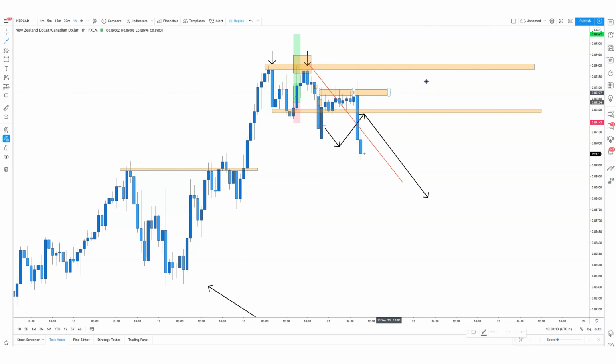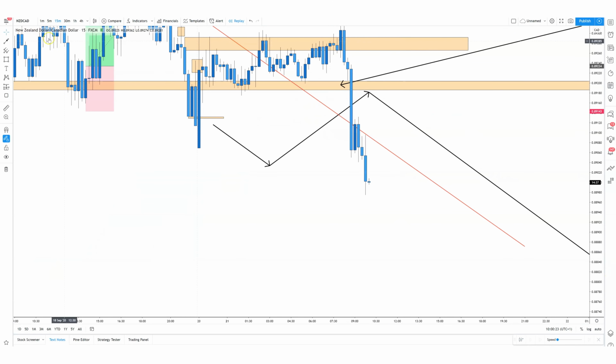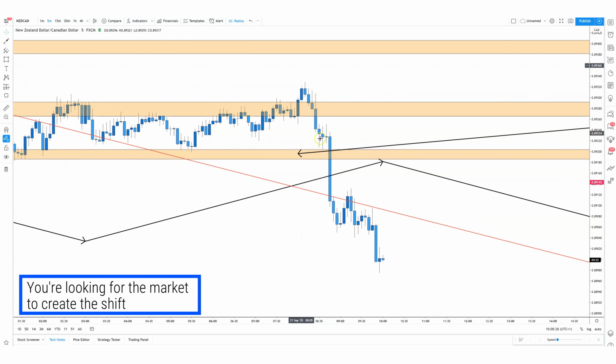Well, what you can look for is the momentum shift. You can look for the pullbacks, retests, or you can look for lower high formation trades. And how do you do that? Well, once you scale down to your lower time frames, what you're looking for is the market to create the shift.